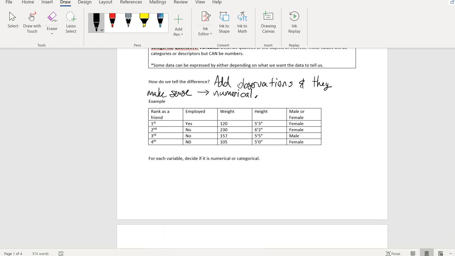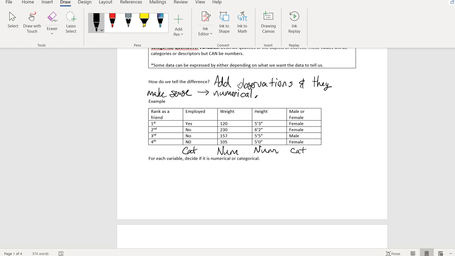And let's say that we want to decide if a variable is numerical or categorical. So what I've done is that I've taken 4 of my friends and I've ranked them 1 through 4 as my closest friends. I've described whether or not they're employed, how much they weigh, their height, and their gender. So first off, gender would be considered categorical. Height would be numerical, because I'm talking about how many inches tall they are, so how many, that would be a sum. Weight, how many pounds, so that would also be numerical. Whether or not they're employed, that would be categorical.